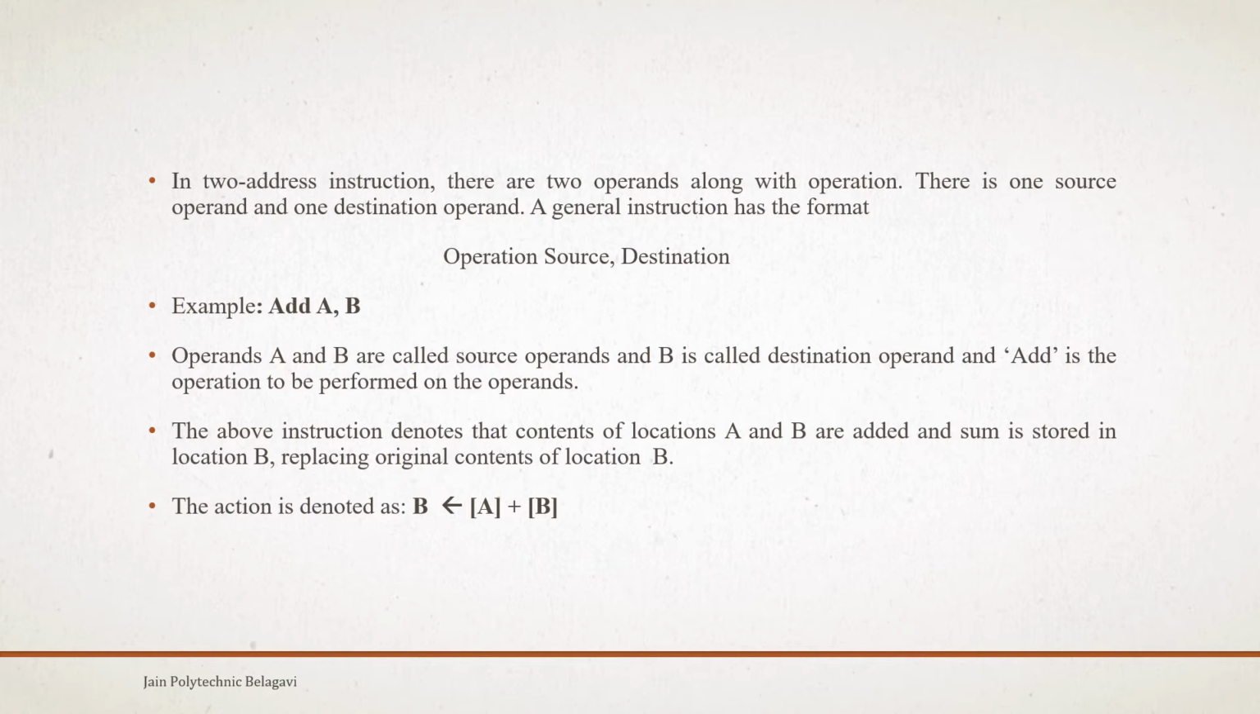Now this instruction can be denoted in register transfer notation as A plus B, that is, the contents of location A and the contents of location B are added, and the result is again stored in operand B, or you can say the address location B.